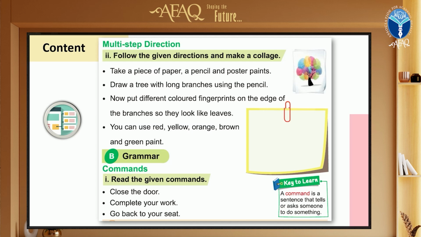Read the given commands. Close the door. Complete your work. Go back to your seat. These are some of the commands which are telling us to do something.